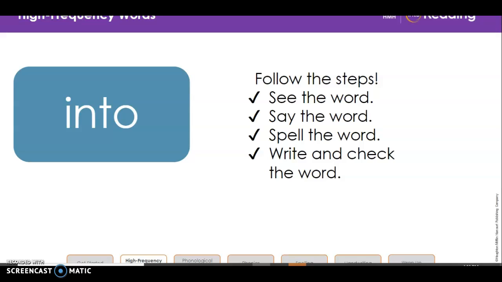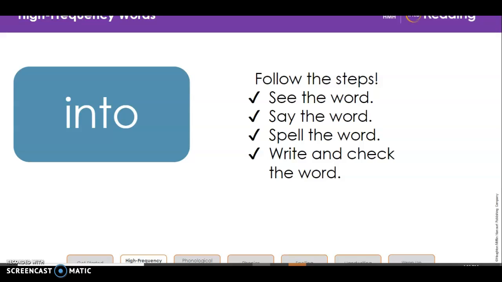The next word is into. Look at the word. Repeat the word after me. Into. Into. He walked into the room. Let's say the word again after me. Into. Look at the letters in the word. Let's spell it out loud together.